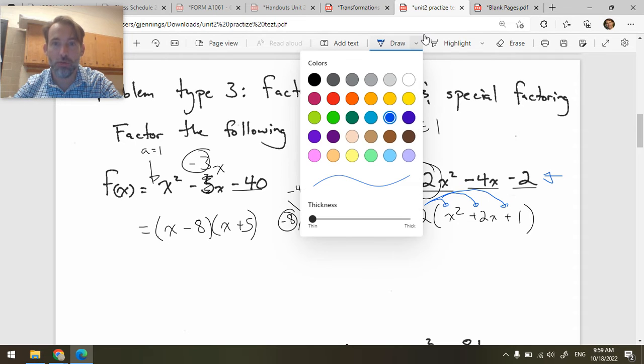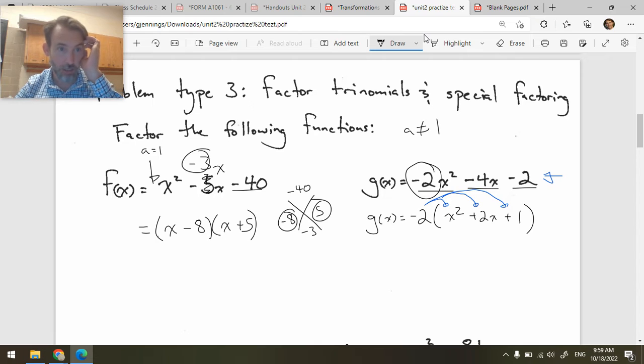And that's your error checking. You're always checking back to the line above to make sure that what you just did, you could undo and you wouldn't have changed things. Okay, so that's g of x.